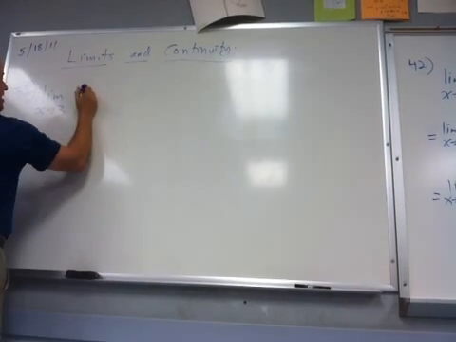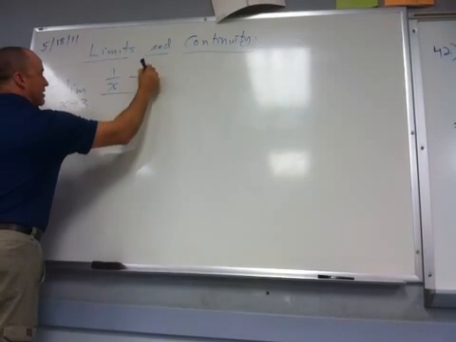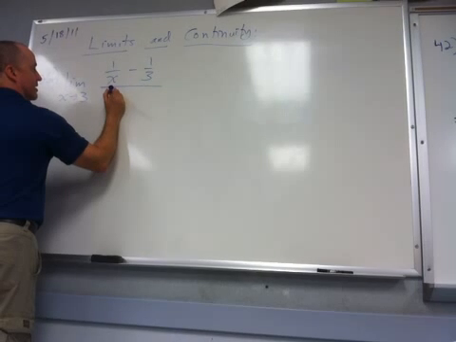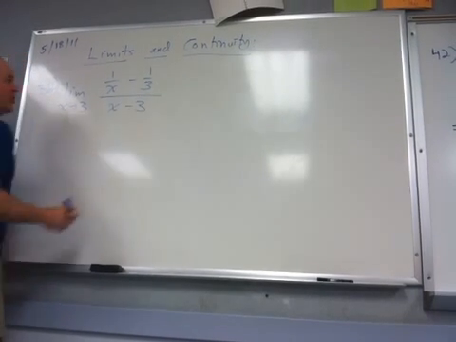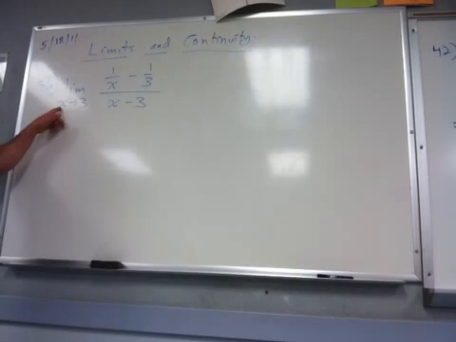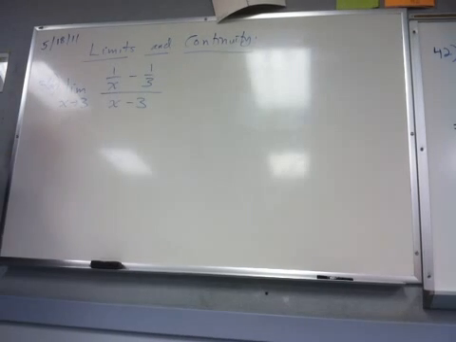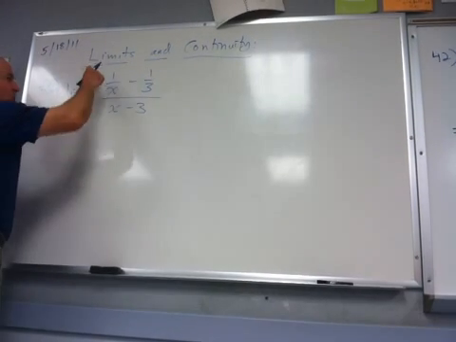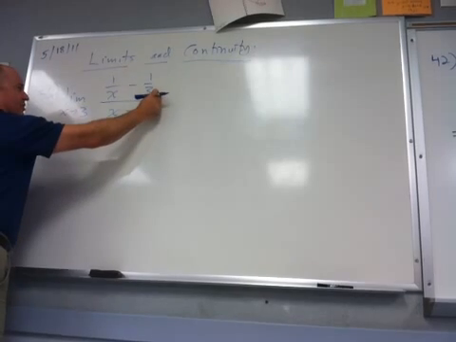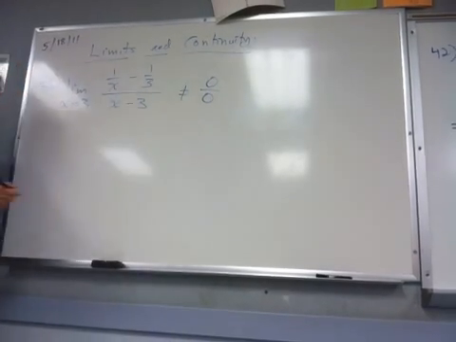Okay, there's a complex fraction: 1 over x minus 1/3, over x minus 3. First thing, always check first, is there a problem? Great trick question. You plug in 3, which gives me 1/3 minus 1/3. That's 0 over 0.